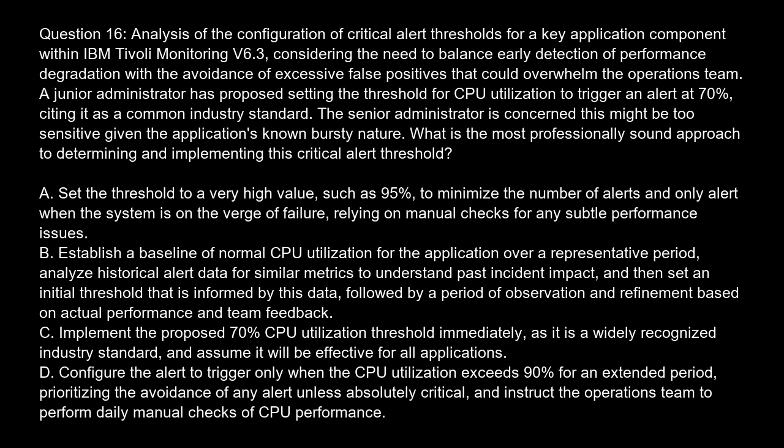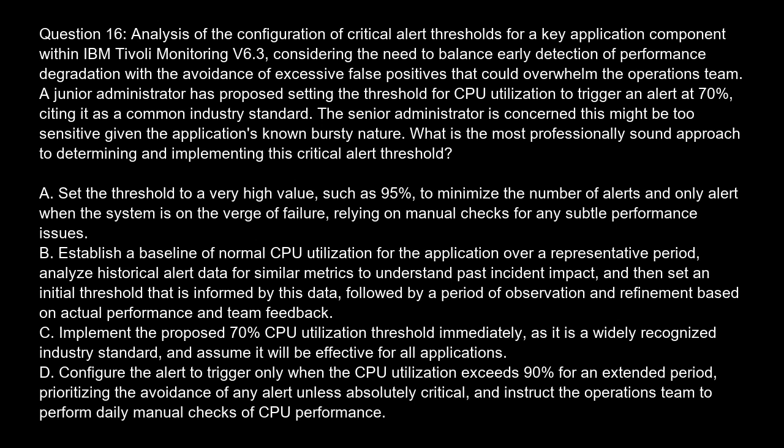Option A. Set the threshold to a very high value, such as 95%, to minimize the number of alerts and only alert when the system is on the verge of failure, relying on manual checks for any subtle performance issues. Option B. Establish a baseline of normal CPU utilization for the application over a representative period. Analyze historical alert data for similar metrics to understand past incident impact, and then set an initial threshold that is informed by this data, followed by a period of observation and refinement based on actual performance and team feedback.